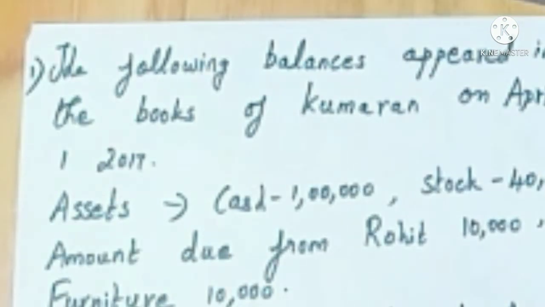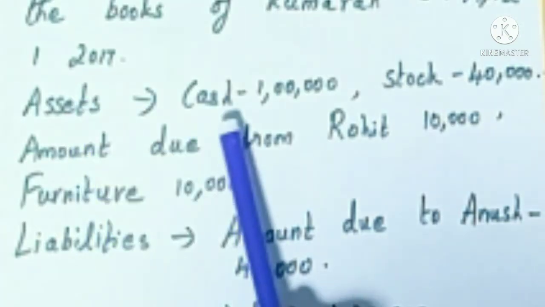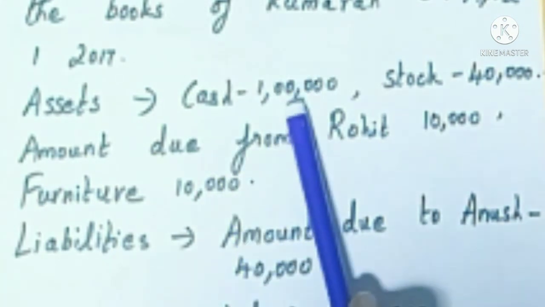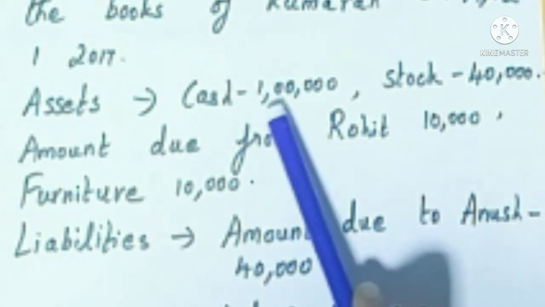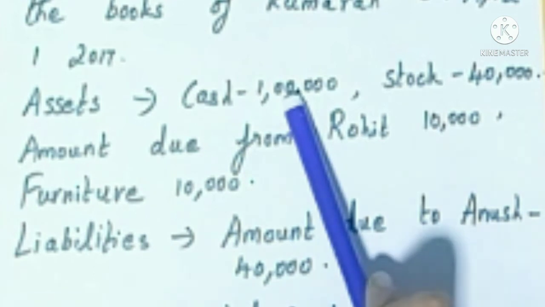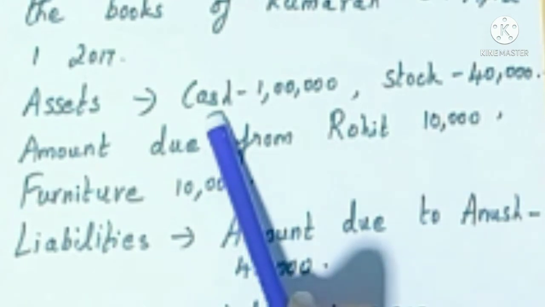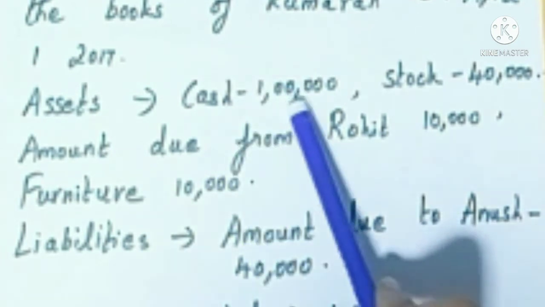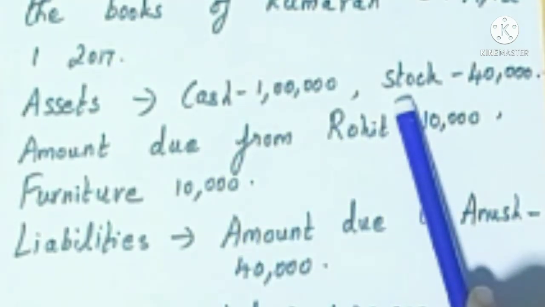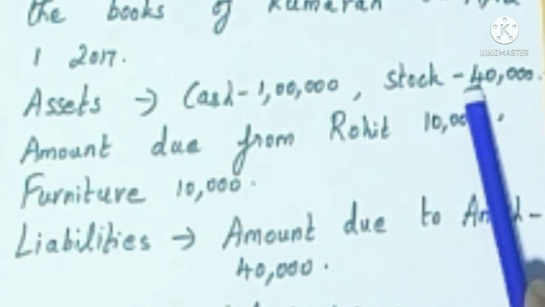Okay, now let's see how to pass the journal entry. Assets, that is cash, worth 1 lakh rupees. That means there is an increase in asset. Increase in asset should be debited, and cash is a real account. We already know the rule: debit what comes in, and debit an asset. So cash account is debited. Stock is also an asset. Increase in asset should be debited. It is a real account. So 40,000 rupees is debited.